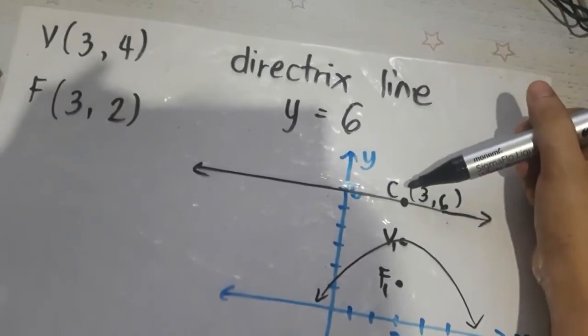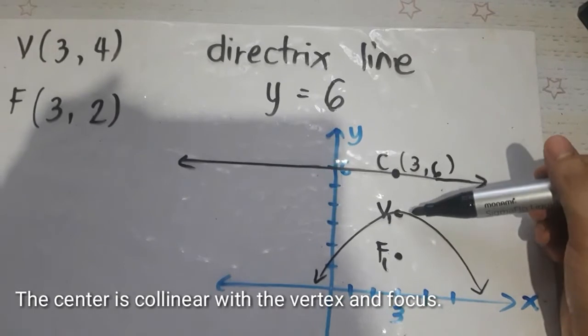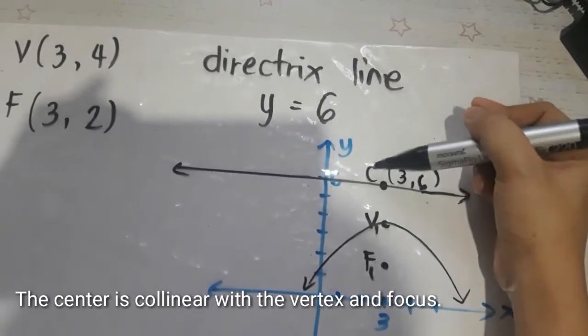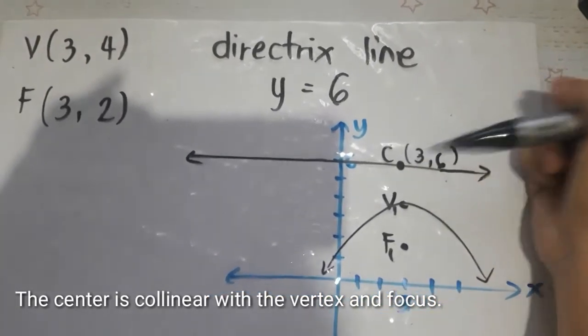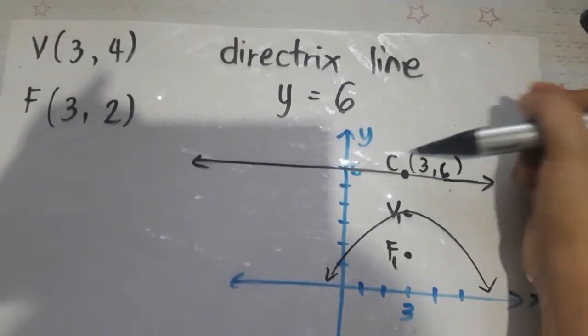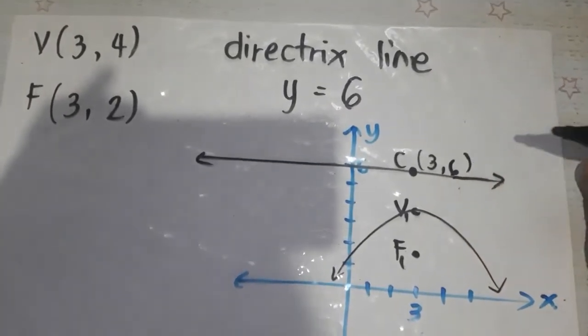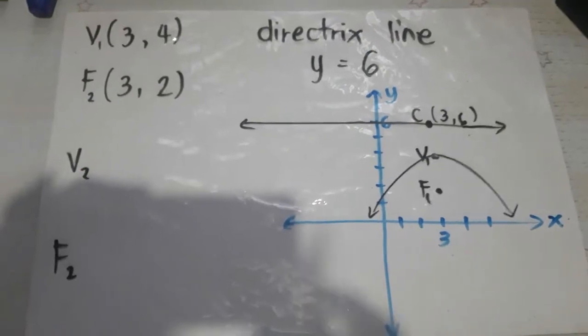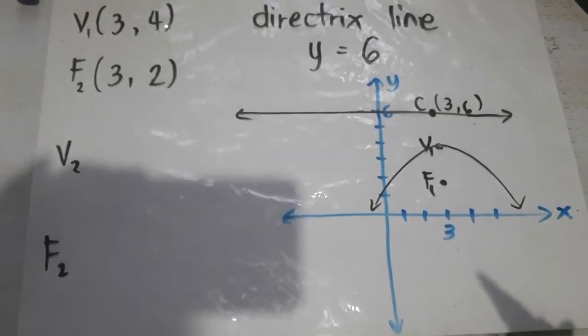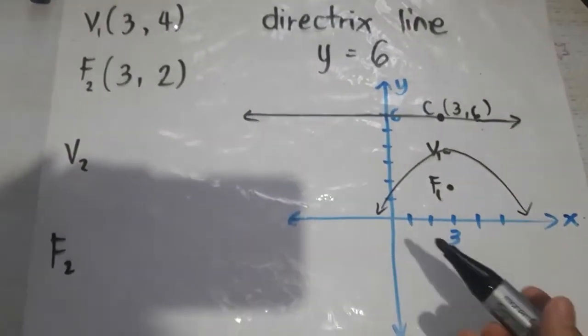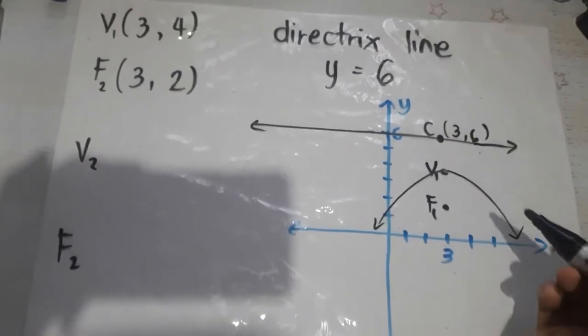So we also know that the center is collinear with the vertex and the focus. Therefore, we can say that the center of the hyperbola that we are looking for is at C (3, 6). Alright. Okay, so what we'll do now is look for the other branch of the hyperbola so that we could complete the standard equation.